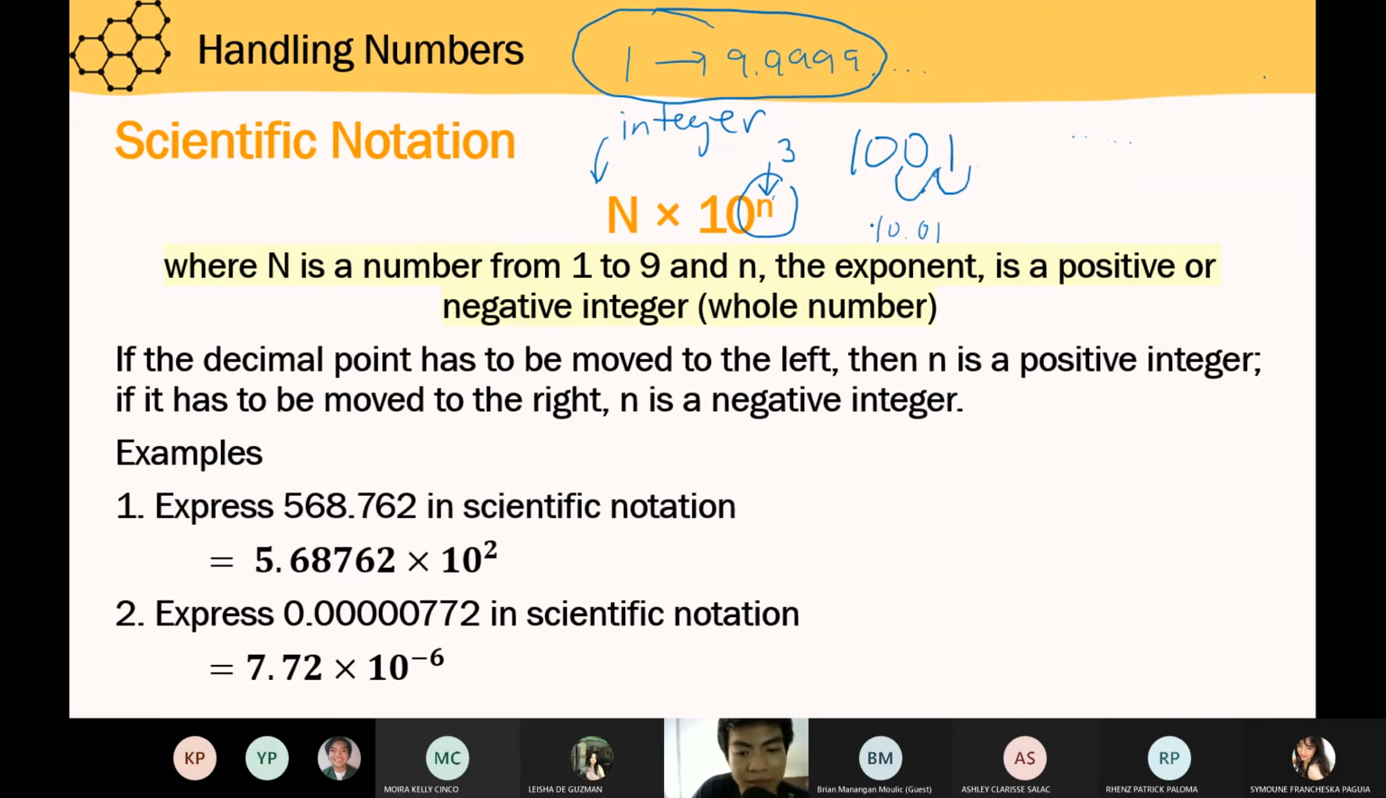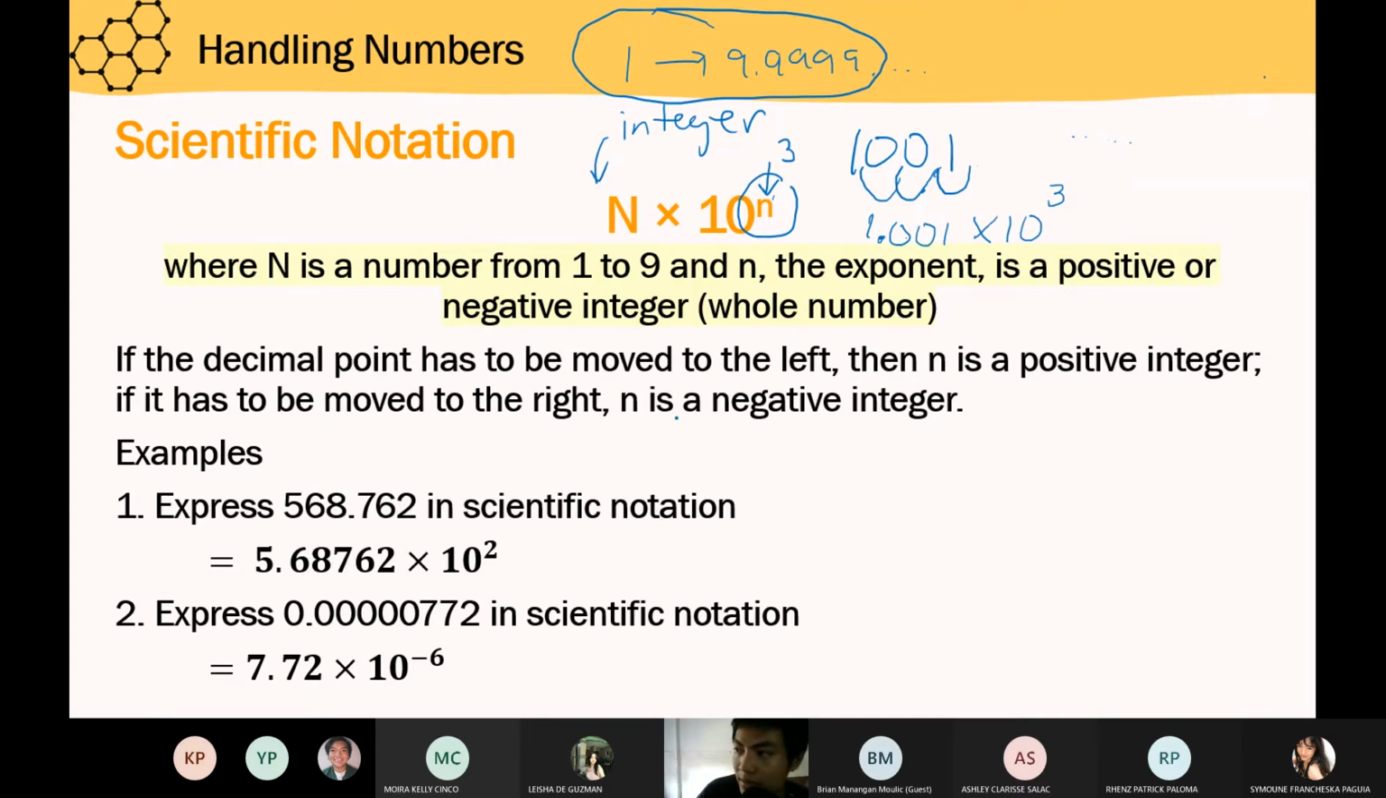Is that acceptable? Still not, because 10 is greater than 9. So I still have to move again. So this will become 1.001. Is this acceptable? Yes, because it now falls within 1 to 9. Since I moved my point to the left 3 times, that will be times 10 raised to 3.